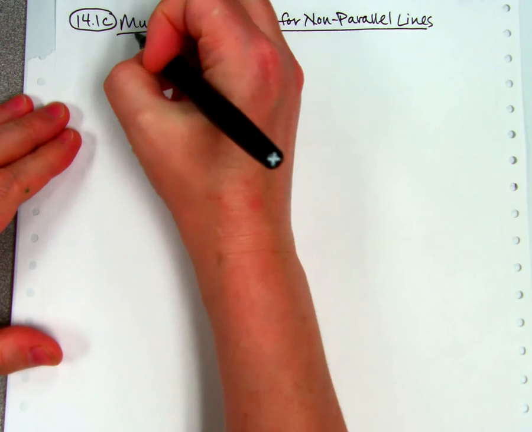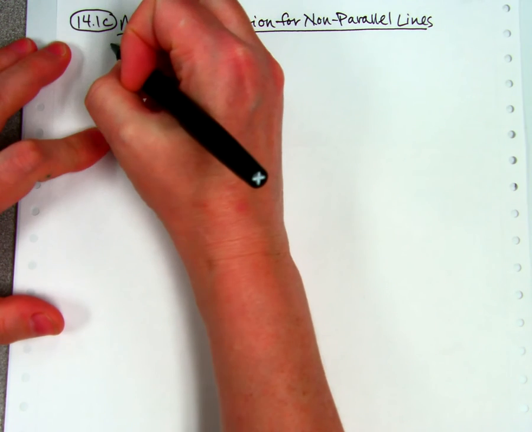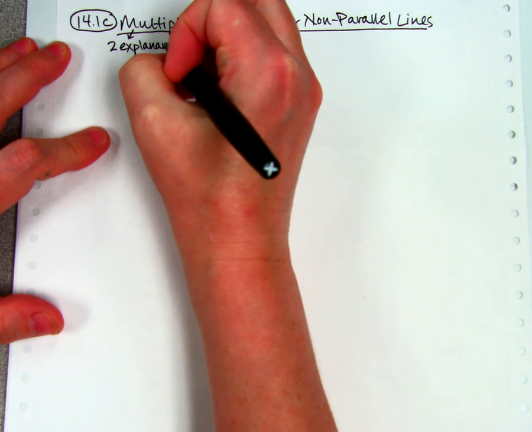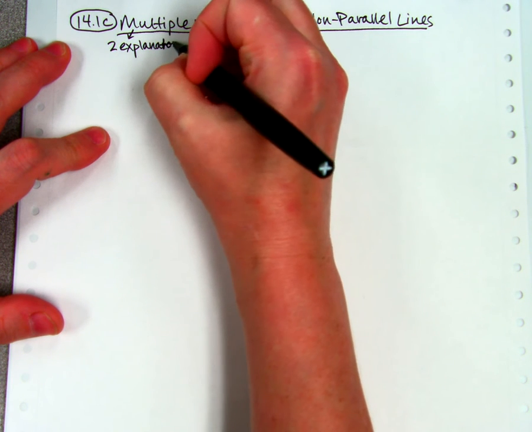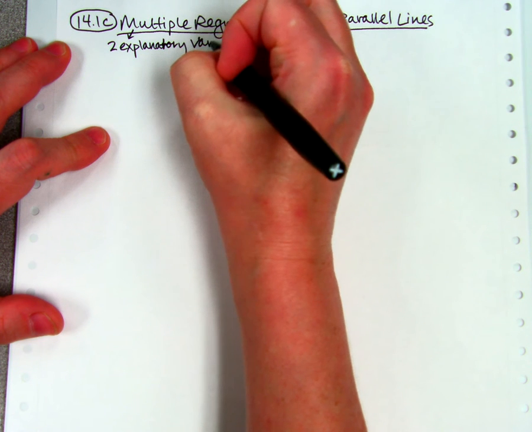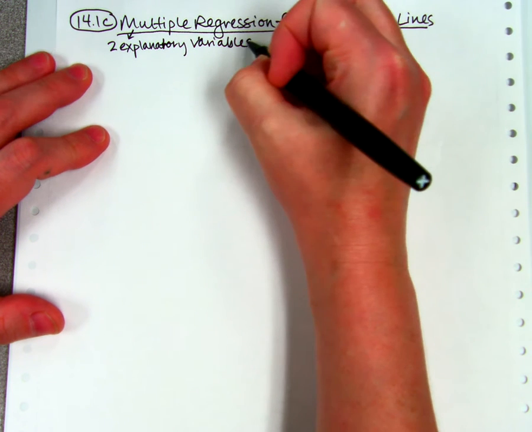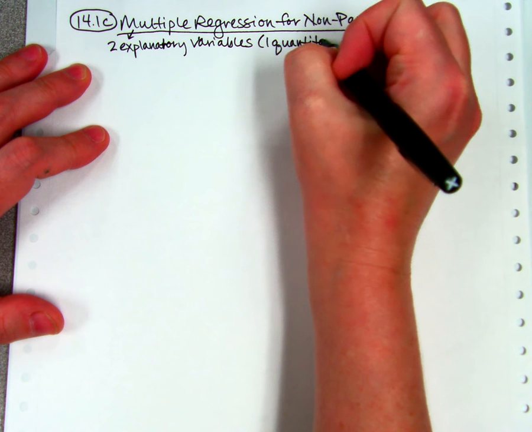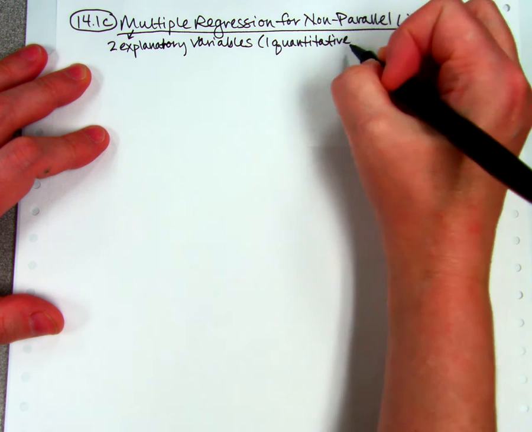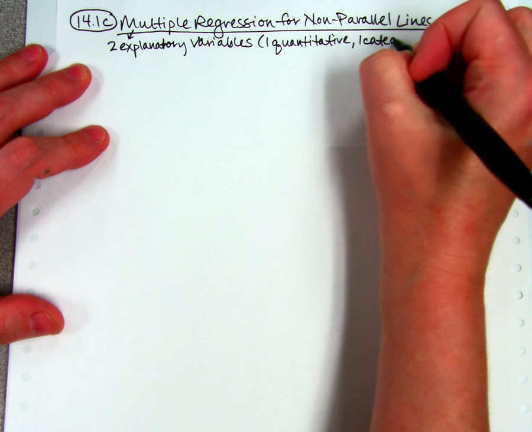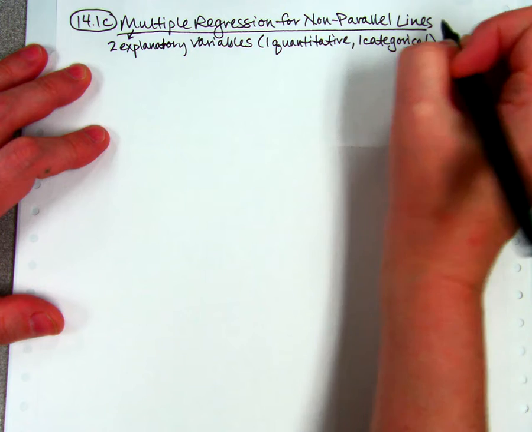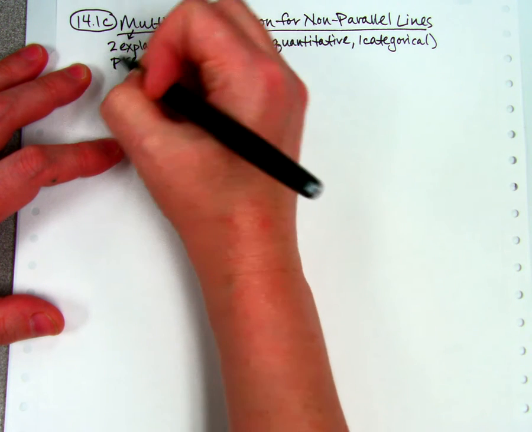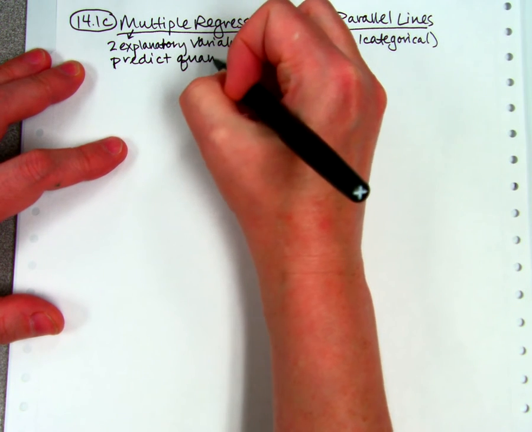So we are continuing to do multiple regression, which means we are using 2 explanatory variables. It can be done with more, but we're going to stick with 2. And we're still going to have 1 quantitative one and 1 categorical. And we're still going to predict a quantitative response variable using those variables.